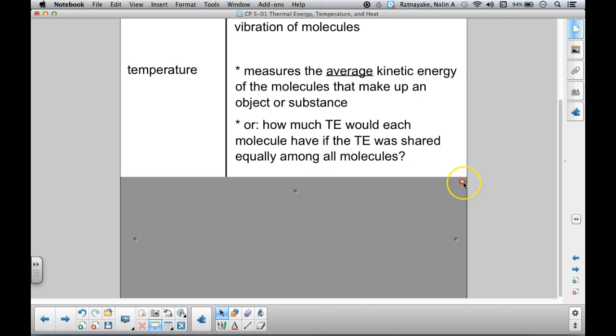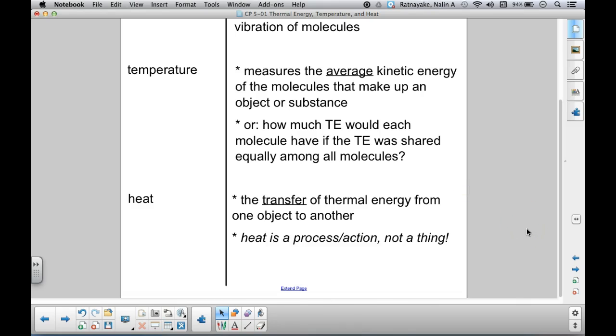And I'll give you an example on the next slide that will help us differentiate the two a little bit more clearly. Before we do that, let's get one last definition, and it's going to be heat. Now, we said we're going to learn the difference between these three terms: thermal energy, temperature, and heat. And here's the final definition between these three. Heat is the transfer of thermal energy from one object to another.